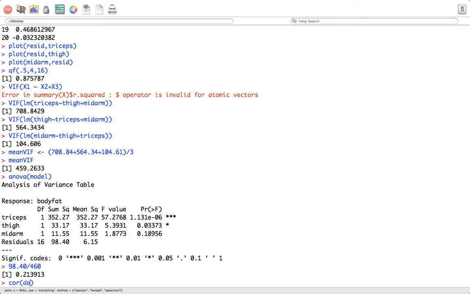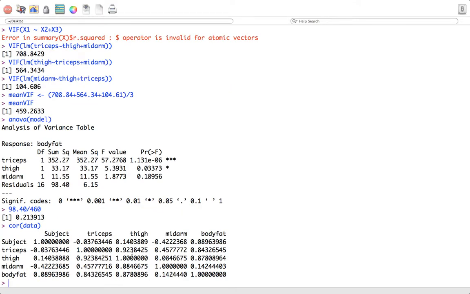Let's look at the correlation, and it looks like the biggest problem is between thigh and triceps. So yeah, we need to throw one of those out. The one I would throw out would probably be triceps, because it is most highly correlated with the other one. So I would probably look at my model here, just trying to predict body fat from mid-arm and thigh.